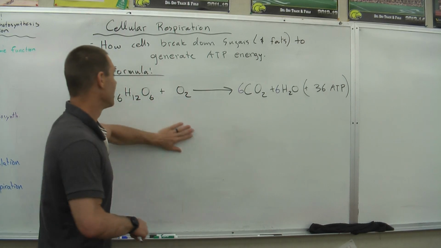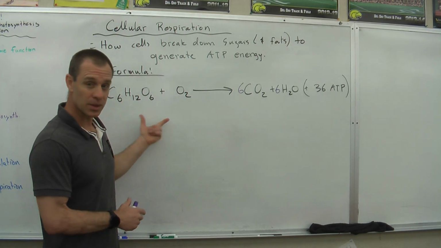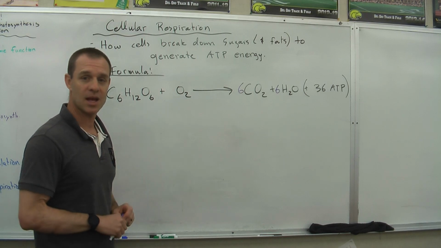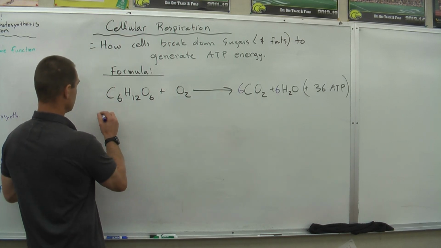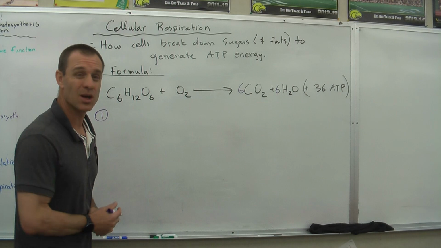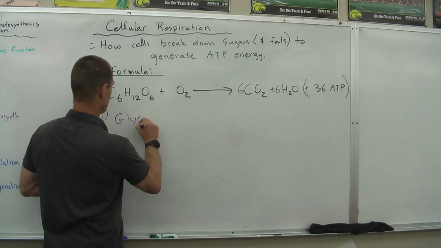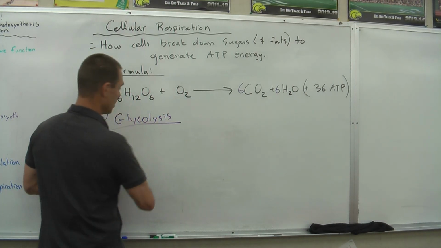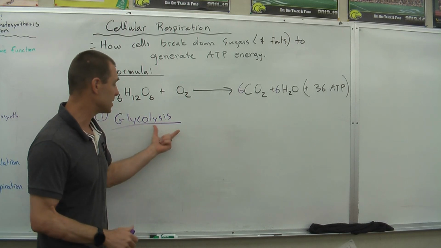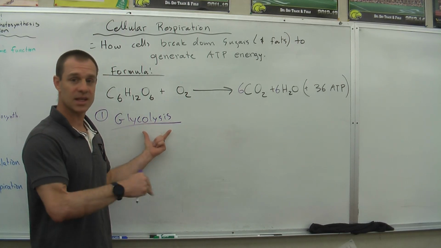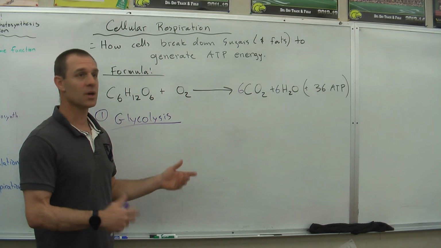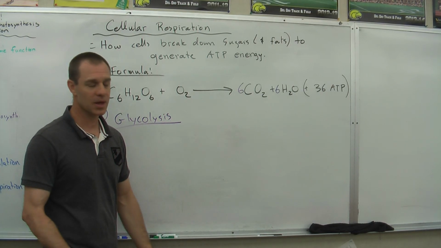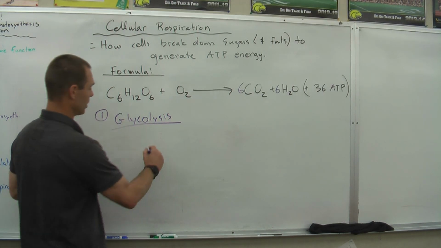Nice job. All right, so sugars. Now, what do we do with them? Well, we break them down in 3 basic steps. Step 1 is called glycolysis. Glycolysis literally means the death of sugar. Lysis is to kill or destroy. So here we go. We're going to destroy a sugar molecule.